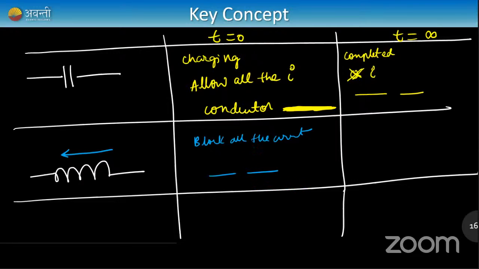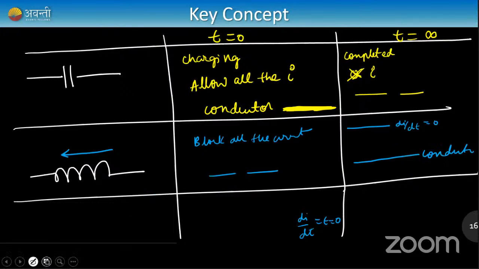Okay, what will happen to the inductor after a very long time? After a very long time, when the current becomes stable, when the current is steady, whenever di by dt becomes 0, there is no induction, because di by dt is 0, so the induced EMF is also equal to 0. Therefore, it will pass all the current, then it becomes a conductor.